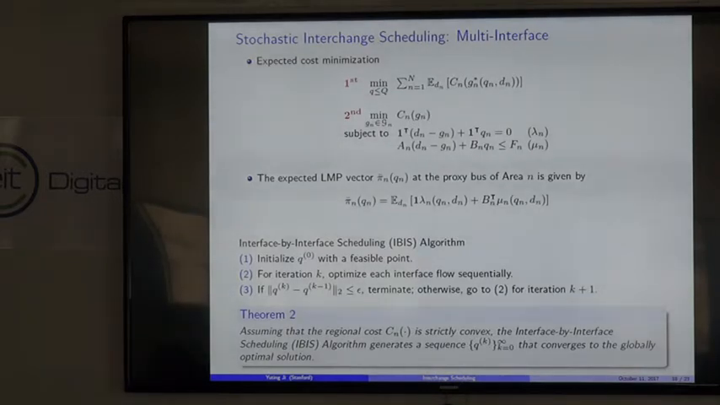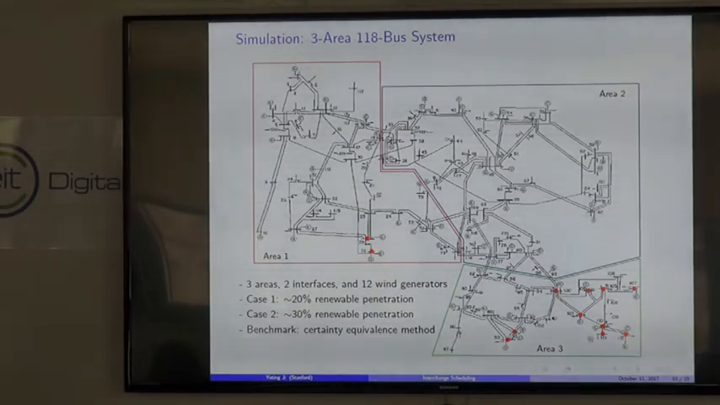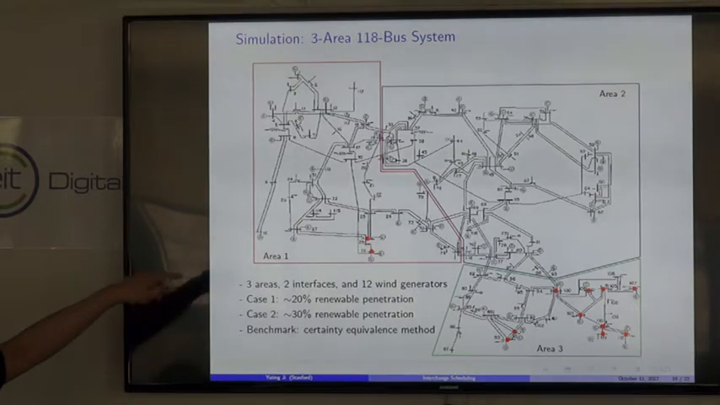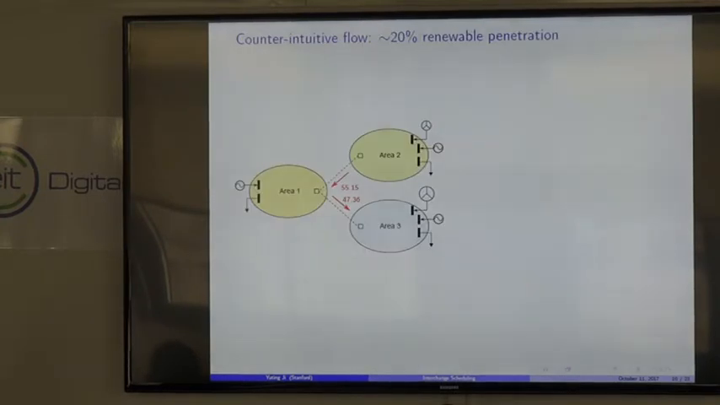Okay. So, let's come to the simulation results. Here is a 3-area IEEE 118 bus system, and we have 3 areas and 2 interfaces. We vary the renewable resource percentage, and we compare our algorithm with the certainty equivalence algorithm, which is essentially the CTS. We want to check whether our algorithm has overcome the 2 inefficient phenomena.